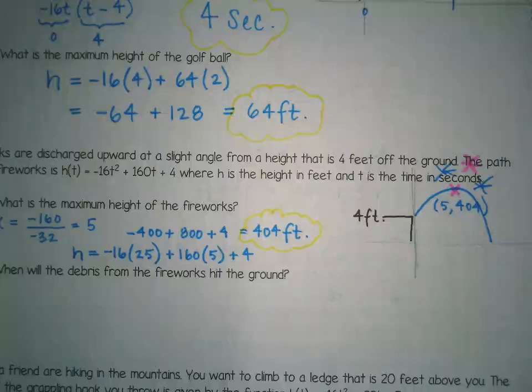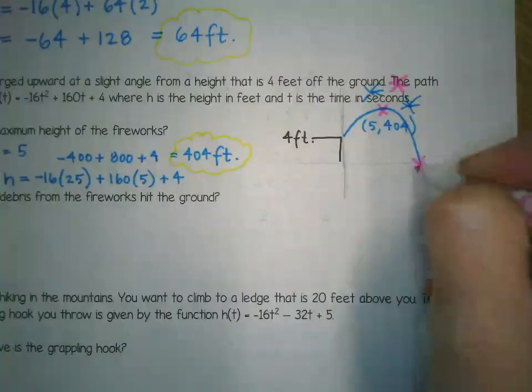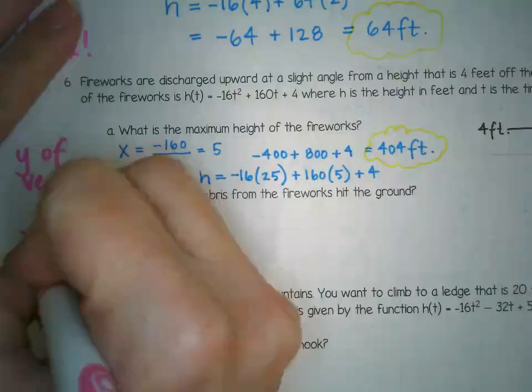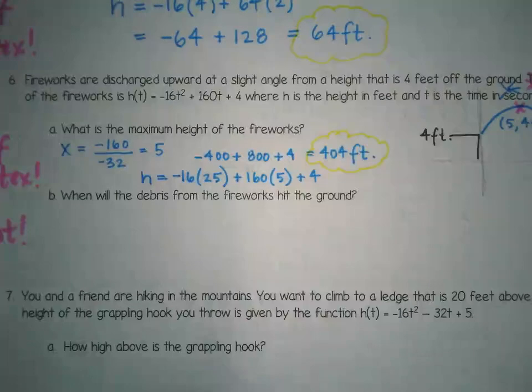So we don't need to worry about the fact that it was 4 feet off the ground. It still went up to 404 feet in the air. All right, when will the debris from the fireworks hit the ground? Well, here you go. We were just saying this. So here's where the debris hits the ground. Anytime I mention hitting the ground, that means I need to find my x-intercept. So we need to find the x-intercept over here.